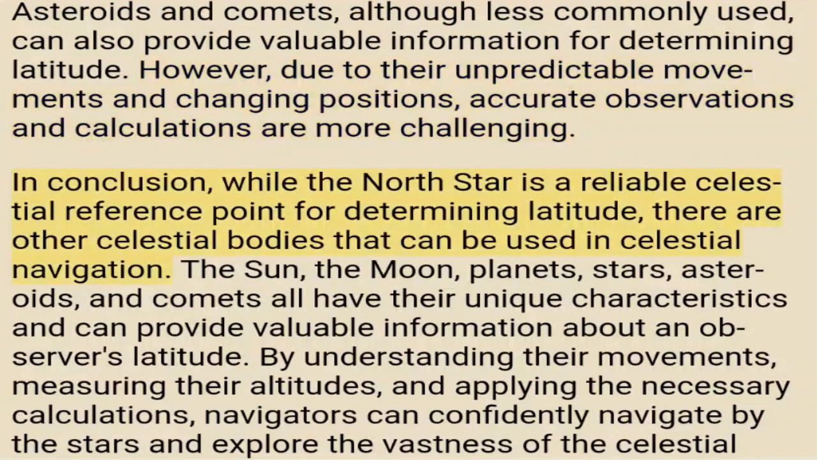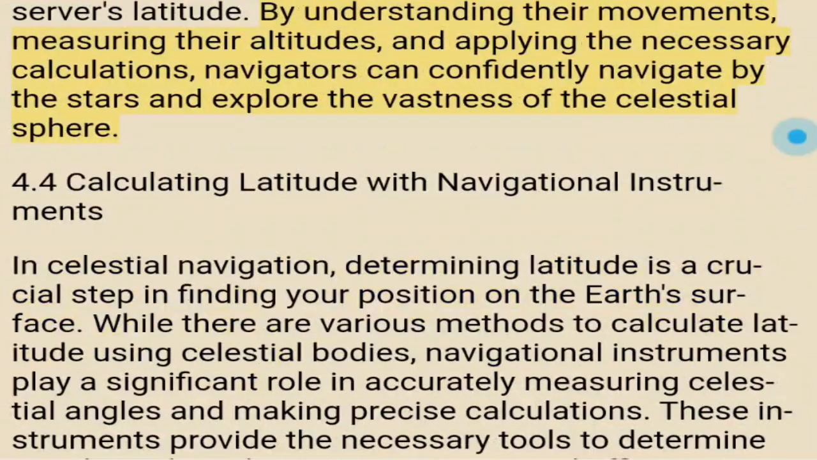In conclusion, while the North Star is a reliable celestial reference point for determining latitude, there are other celestial bodies that can be used in celestial navigation. The sun, the moon, planets, stars, asteroids, and comets all have their unique characteristics and can provide valuable information about an observer's latitude. By understanding their movements, measuring their altitudes, and applying the necessary calculations, navigators can confidently navigate by the stars and explore the vastness of the celestial sphere.